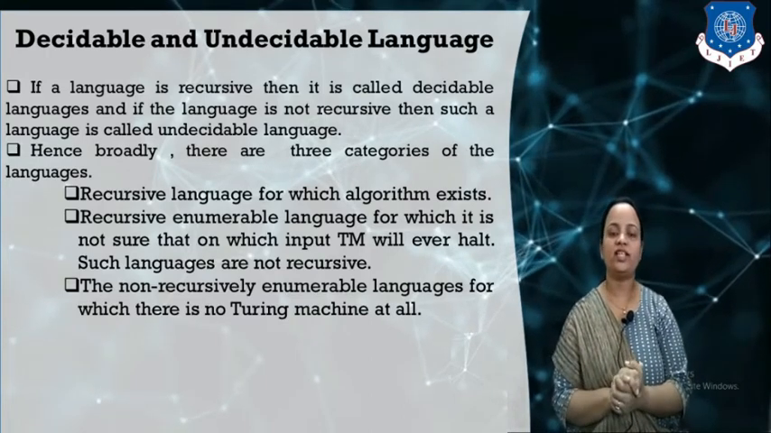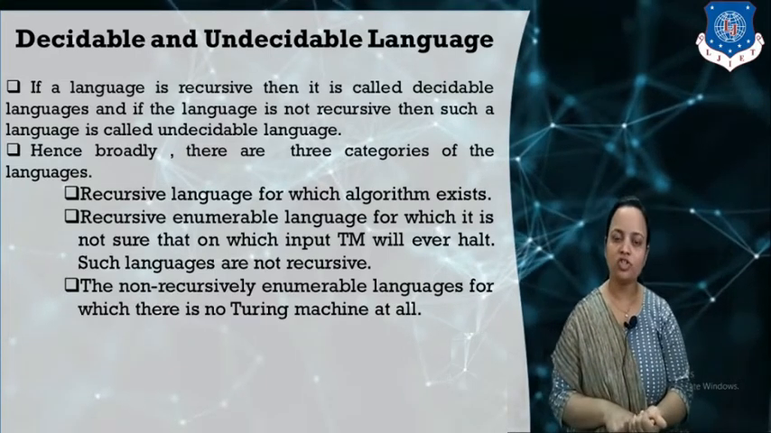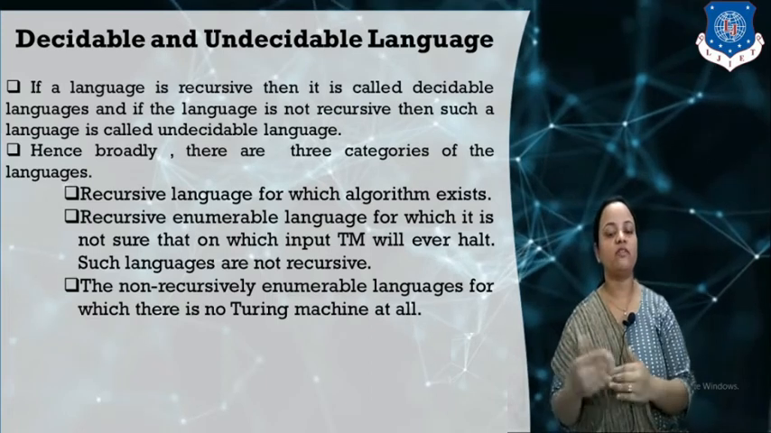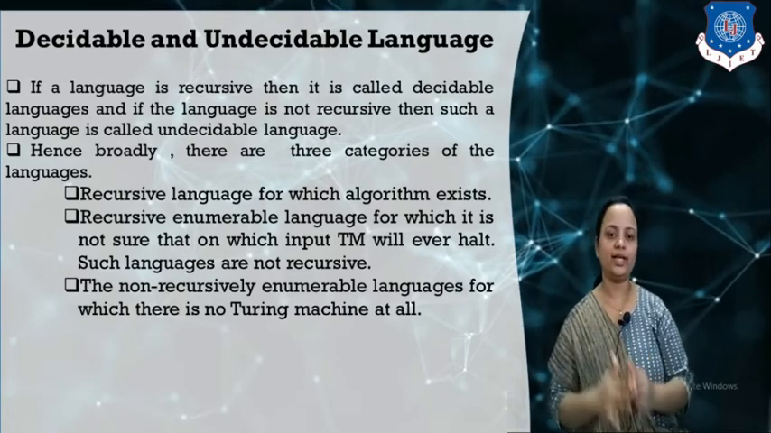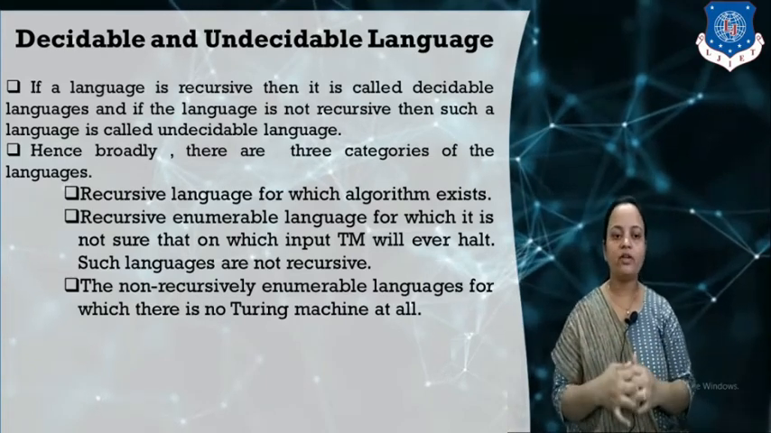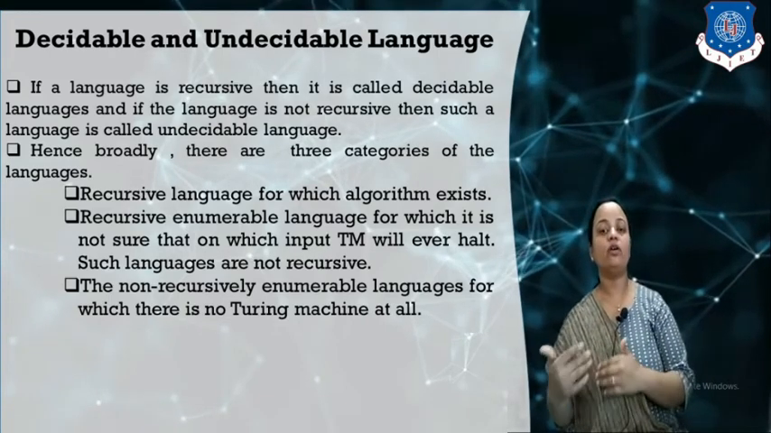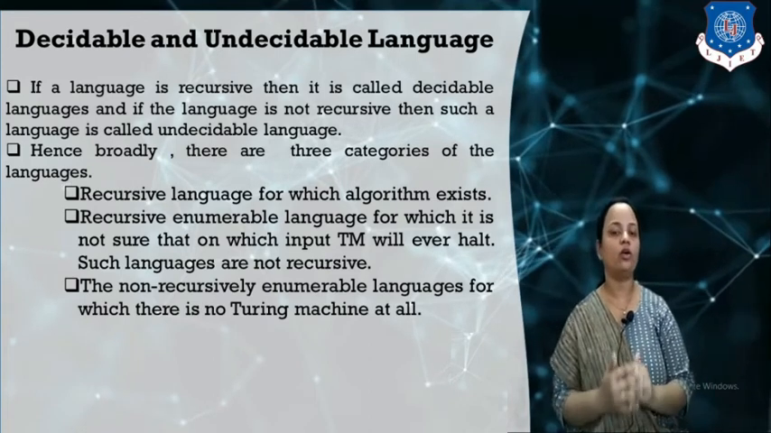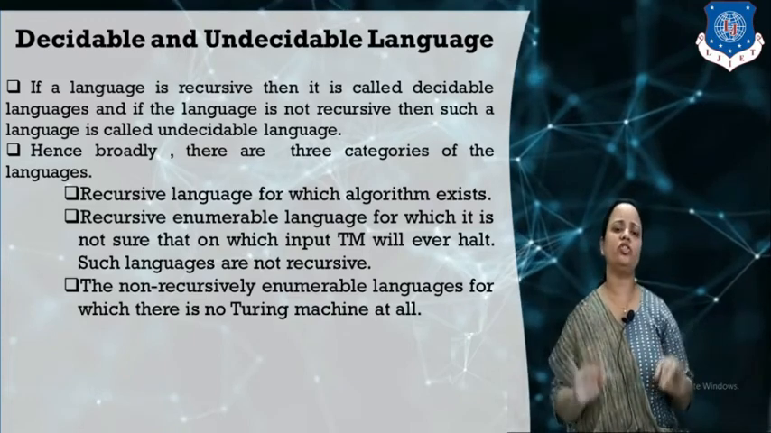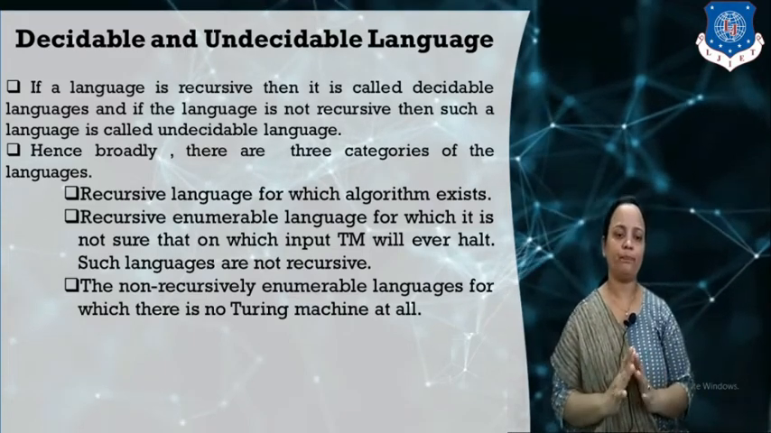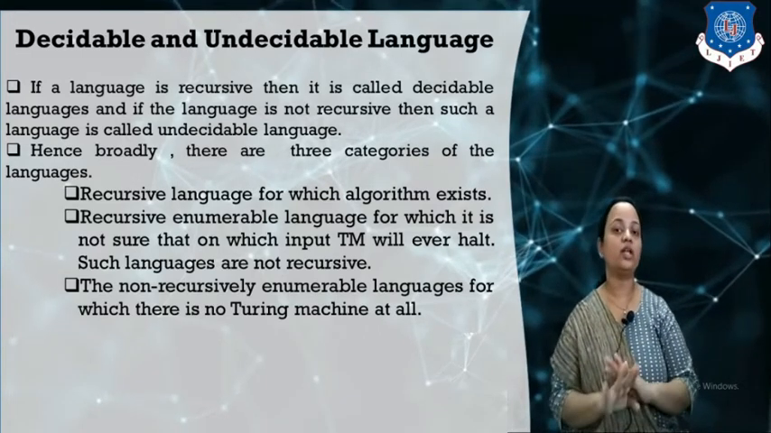So we can broadly classify three categories of languages: recursive languages, recursively enumerable languages, and non-recursively enumerable languages. A recursive language is one for which an algorithm exists. For a recursively enumerable language, it is not sure on which inputs the TM will ever halt, and such languages are not recursive. And for a non-recursively enumerable language, there is no Turing machine at all.